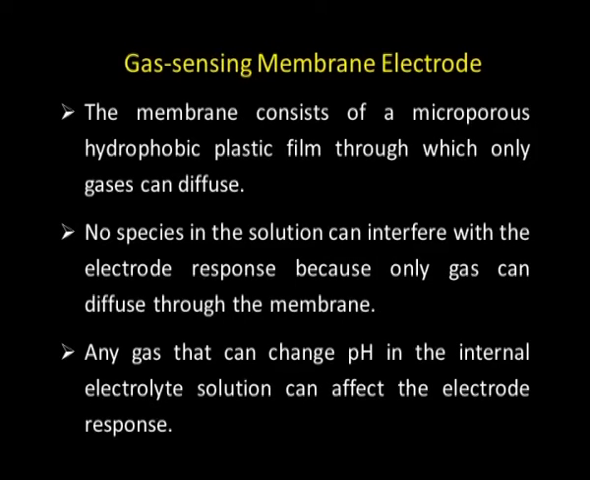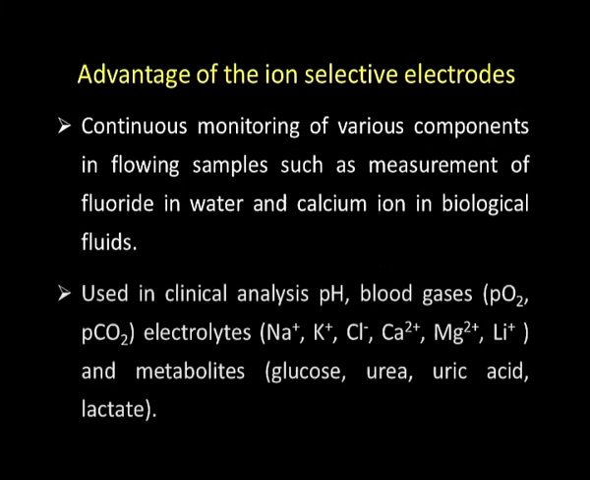If we consider the advantages of the ion selective electrode, continuous monitoring of various components in flowing samples, such as measurement of fluoride in water and calcium ion in biological fluids, is possible. These electrodes are used in clinical analysis: pH, blood gases like oxygen and carbon dioxide, electrolytes such as sodium, potassium, chloride, calcium, magnesium, lithium, and metabolites like glucose, urea, uric acid, lactate, and so on.